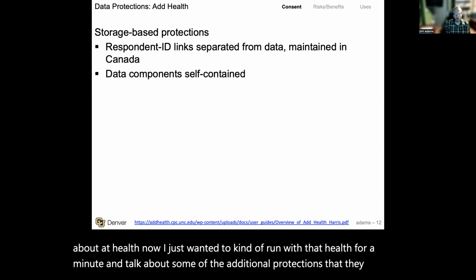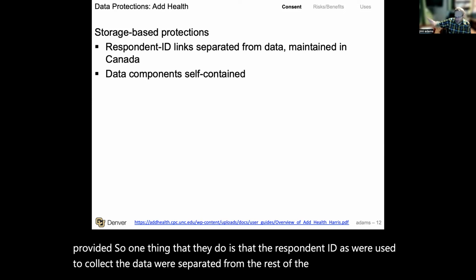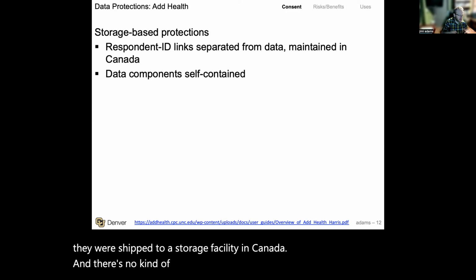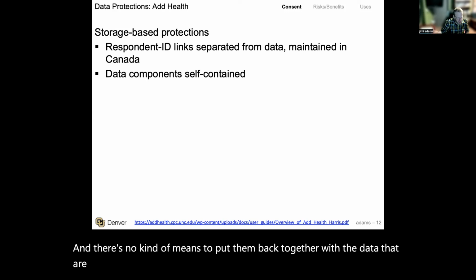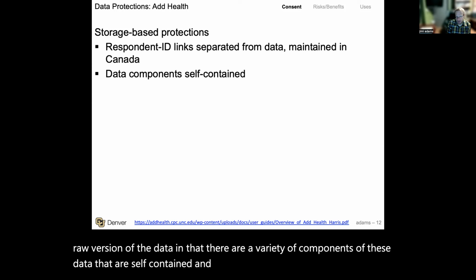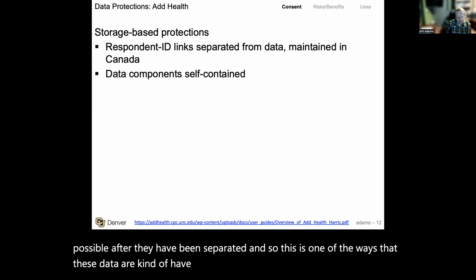provided. So one thing that they do is that the respondent IDs, as were used to collect the data, were separated from the rest of the data, and then they were shipped to a storage facility in Canada, and there's no means to put them back together with the data that are on location, even in North Carolina, with the raw, quote unquote, raw version of the data, in that there are a variety of components of these data that are self-contained, and that respondent ID linkage is not possible after they have been separated. And so this is one of the ways that these data have additional protections embedded within them.